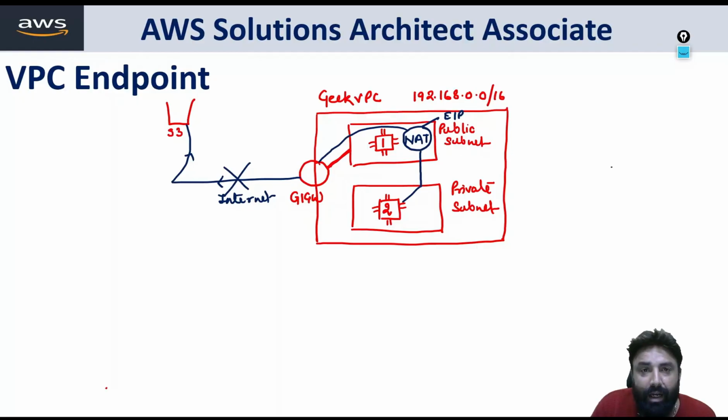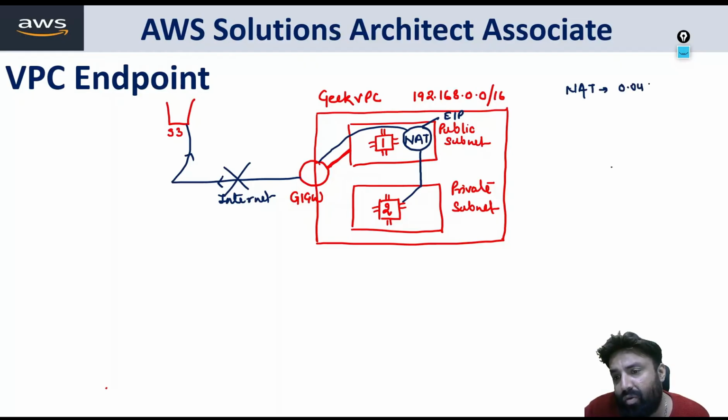Now let's talk about the NAT gateway. What is a NAT gateway? A NAT gateway is a device. It has an hourly charge. The NAT gateway device charge is $0.045 per hour. So if you are using it for 10 days, 20 days, 30 days, can you calculate it? I'm just giving you an example. Other than that, there are data transfer charges also. That is also $0.045 per GB. So hourly charges are there and data transfer charges are there.